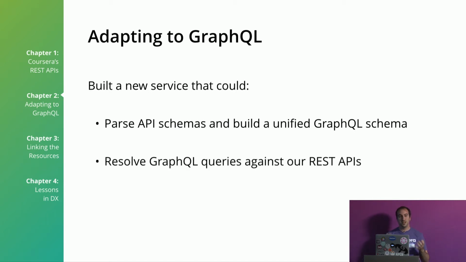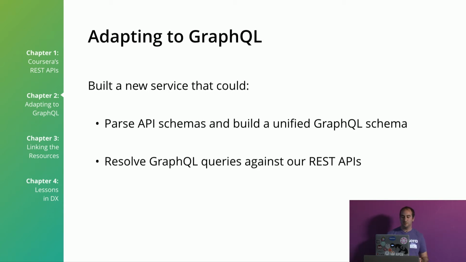And then we built a generic resolver that, given anything that comes in from this schema, we know how to go resolve it because all of our APIs look the same, they work in the same way. We just built this single resolver that could take any input and go and hit our downstream APIs and get the data.